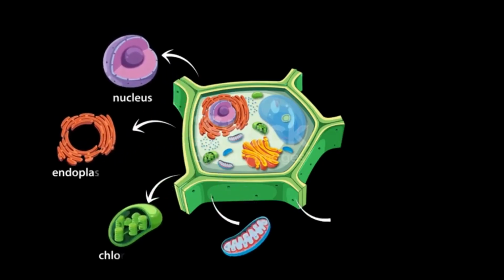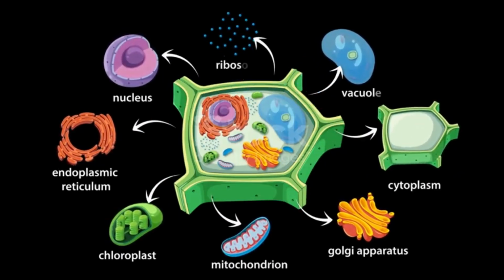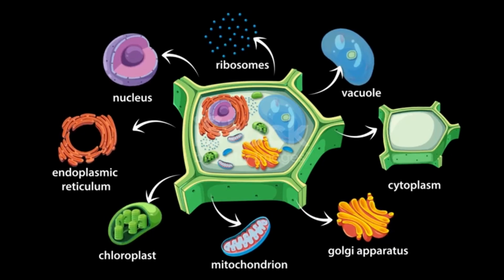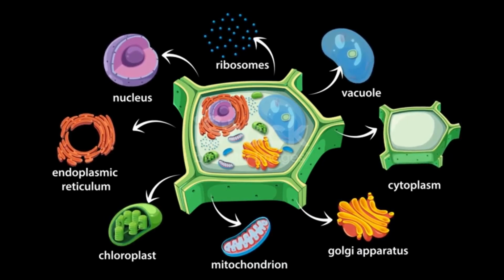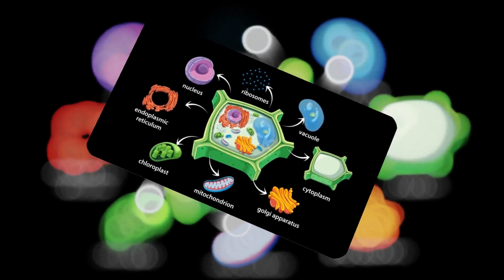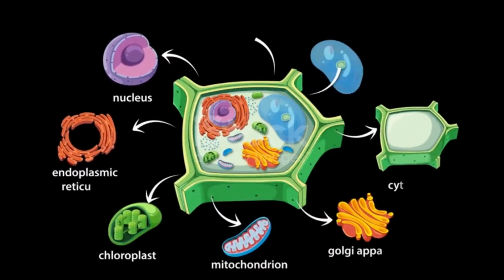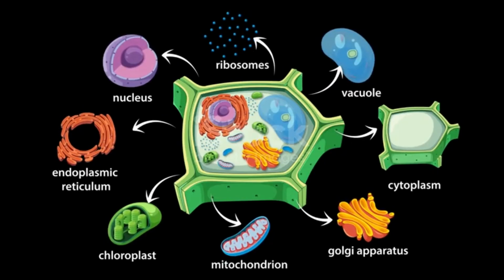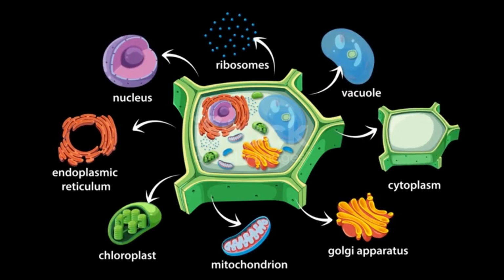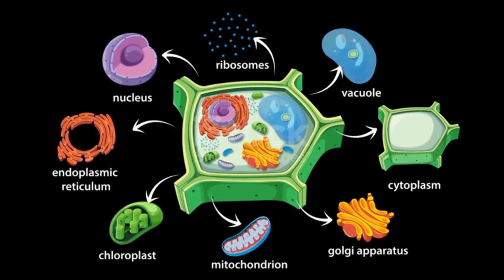Vacuoles are storage organelles. They store water, food, minerals, and waste products. Plant cells usually contain one large central vacuole. This large vacuole helps maintain turgor pressure, which keeps the plant upright. Animal cells have smaller vacuoles.